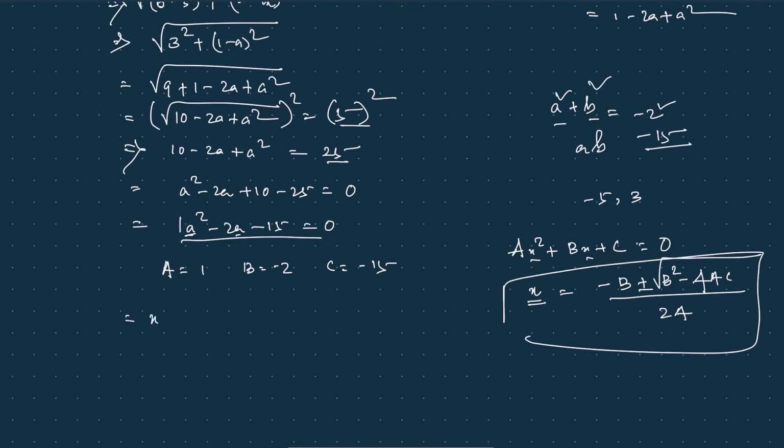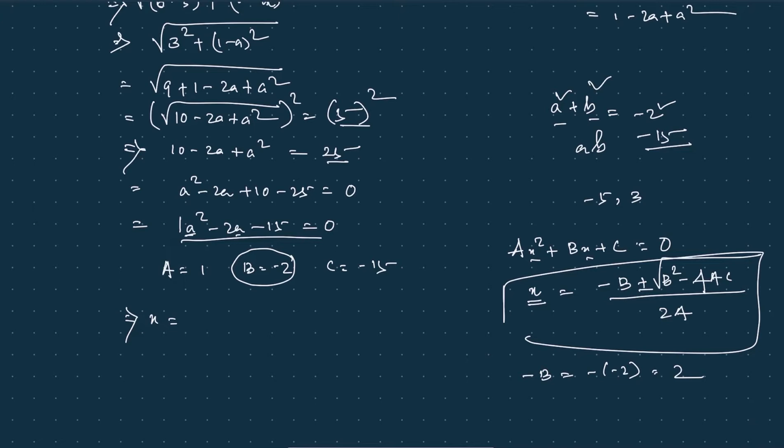What is x? x will be equal to plus or minus b. What is minus b? B is minus 2, but minus b is equal to minus of minus 2. It is going to be 2, right? So minus b is equal to 2. So how much?